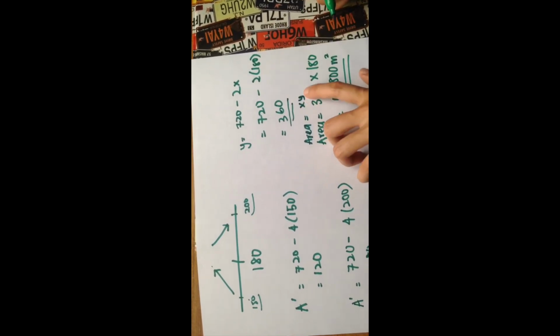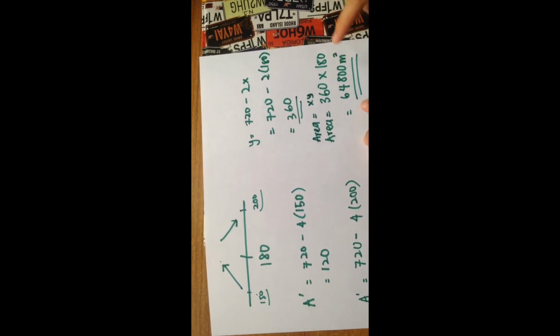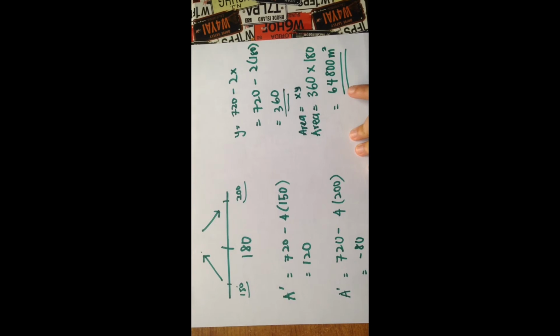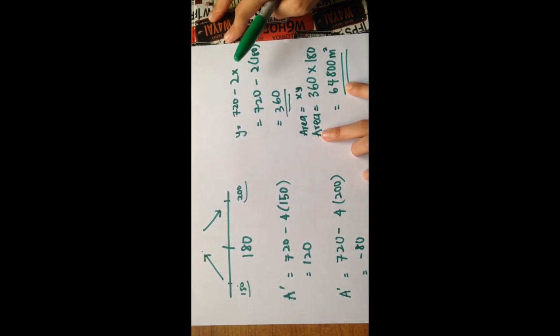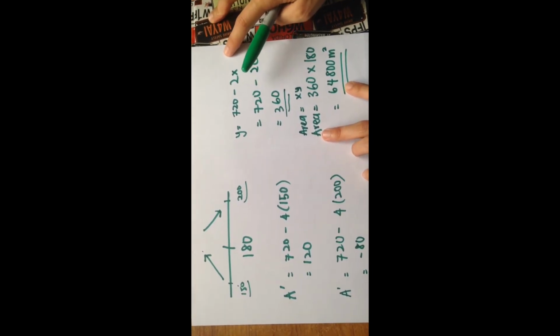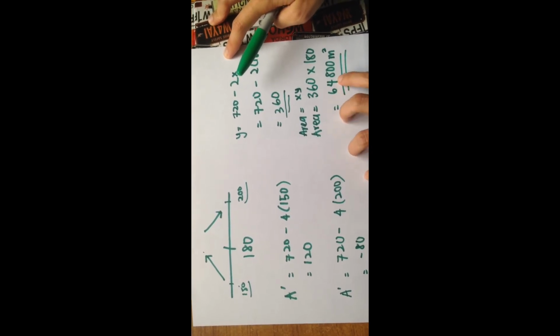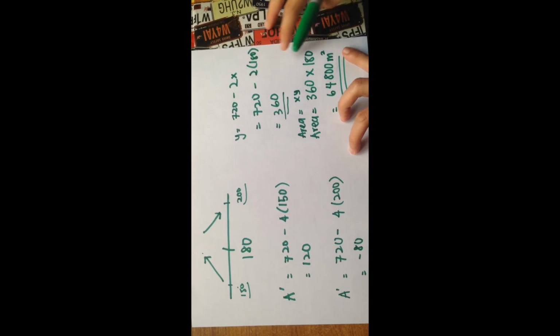We have to multiply x and y, so we get here the maximum area. The area of the garden that can be fenced is 64,800 meters squared.